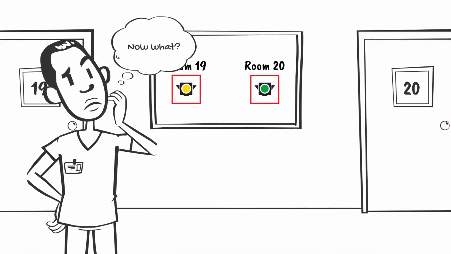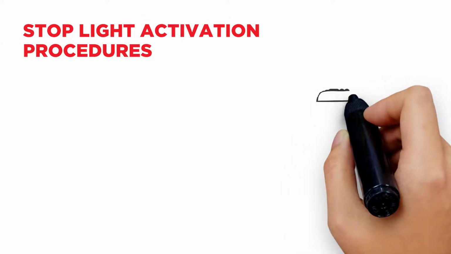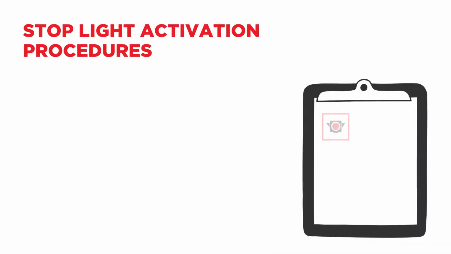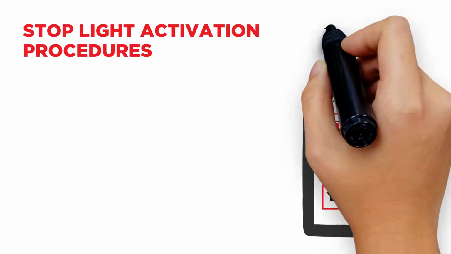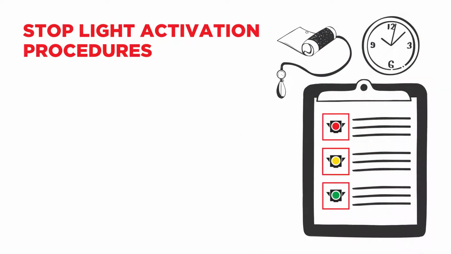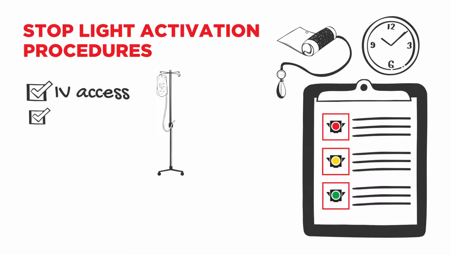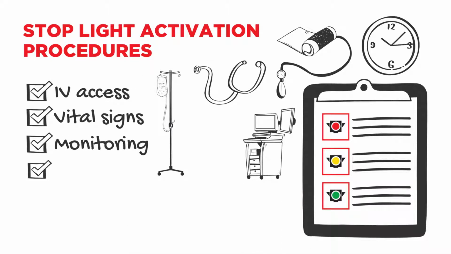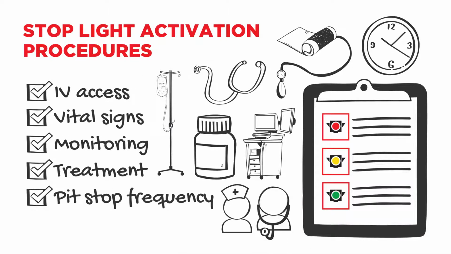Now what? Stoplight activation procedures go into effect. These are guidelines for each color stoplight which outline what tasks need to be done and by when. They include things like IV access, vital signs, monitoring, treatment, and pit stop frequency.